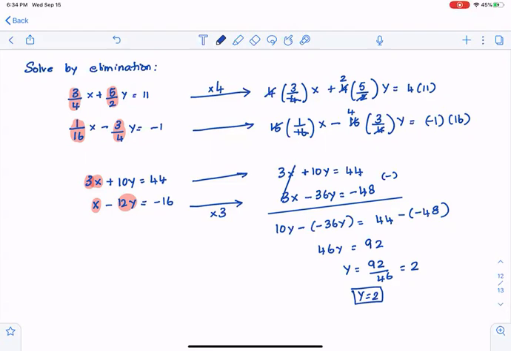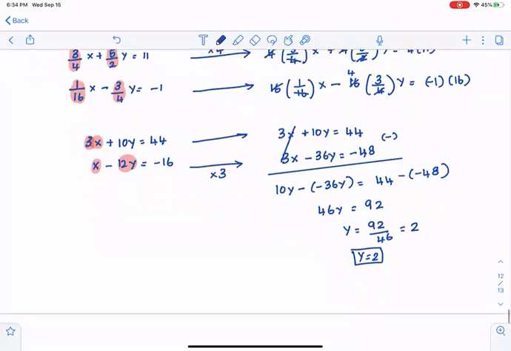Now, you may ask me, how did he spot that he made a mistake? Well, I got the answer and it seemed quite weird. As far as this class is concerned, the fractions are going to be quite simple. The x and y values are going to be simple. And I looked at the answer and it looked totally weird. So immediately I started questioning myself, perhaps I made a mistake somewhere. So we spotted the mistake now. So y is equal to 2.